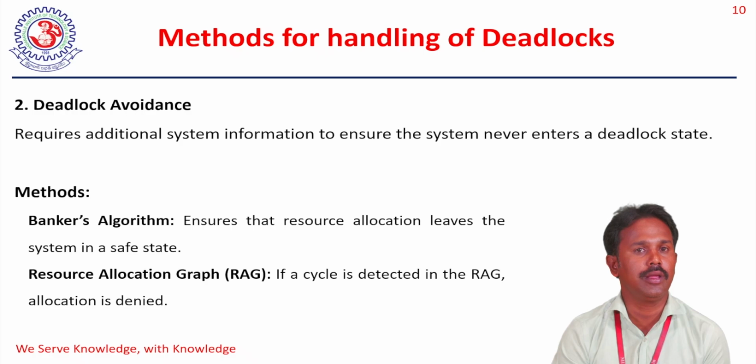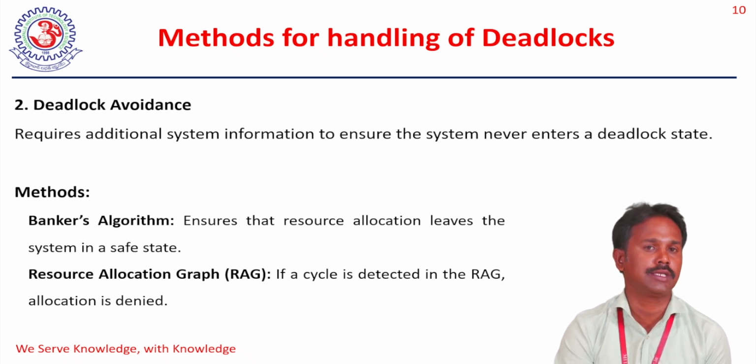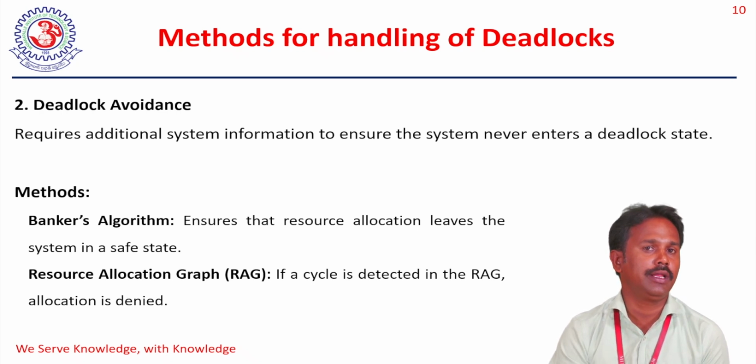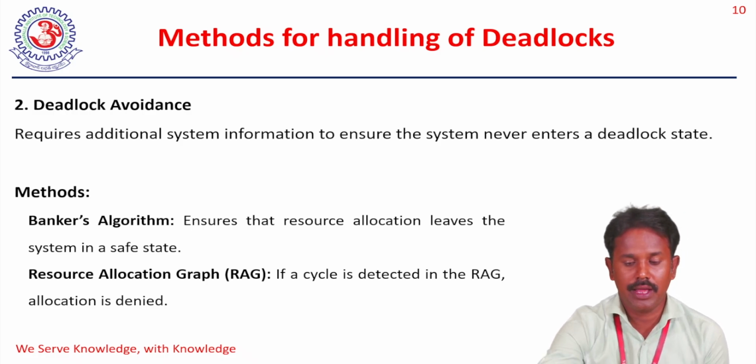In Banker's algorithm, we have the safety algorithm and the resource request algorithm. First, we have to check the resource request algorithm: whether the requested permission can be safely granted or not. Once the permission is granted, then we can go for the safety algorithm. In the safety algorithm, we find out whether the system is in a safe state or unsafe state. To find that, we have to find the sequence. With this, we can avoid deadlocks. These are the two methods for avoiding deadlocks: one is Banker's algorithm, another one is resource allocation graph.